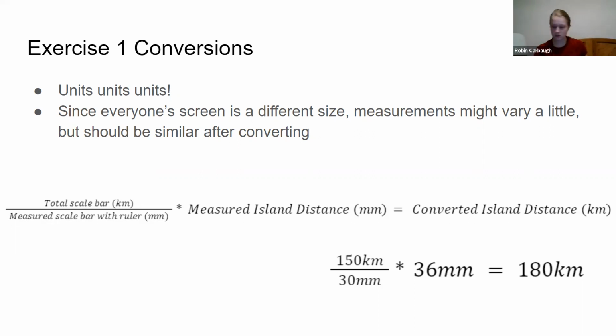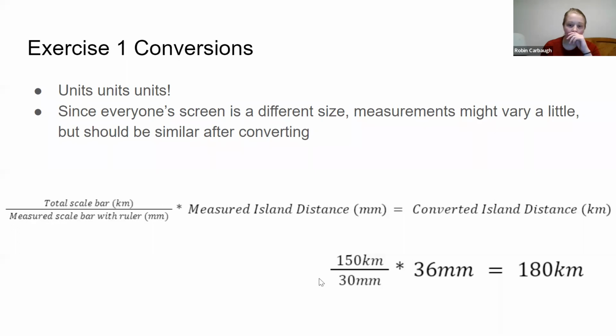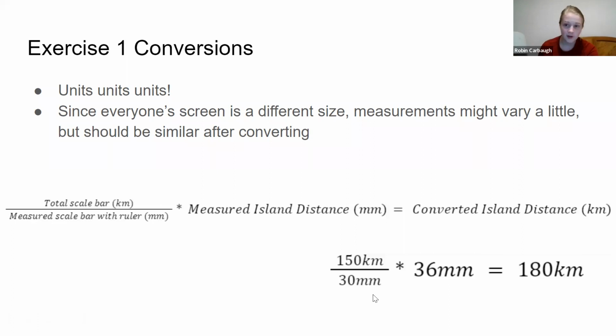So to start, for Hawaii, you'll be measuring the scale bar. So we have the scale bar here. It's 150 kilometers. And then when I measured it with a ruler on my screen, I got 30 millimeters. So this is a conversion rate, this first little part. The total scale bar, 150. I measured 30. You'll probably get something different, but that's all right.